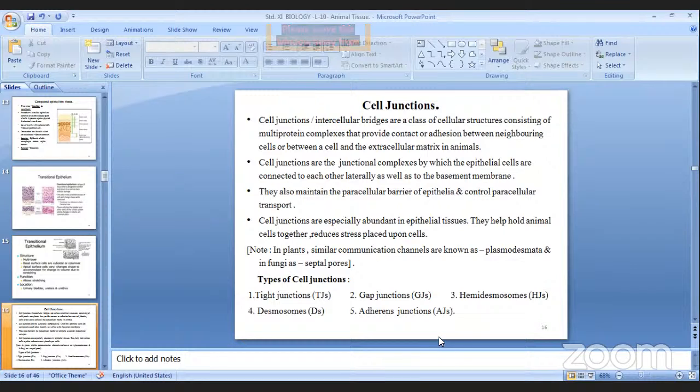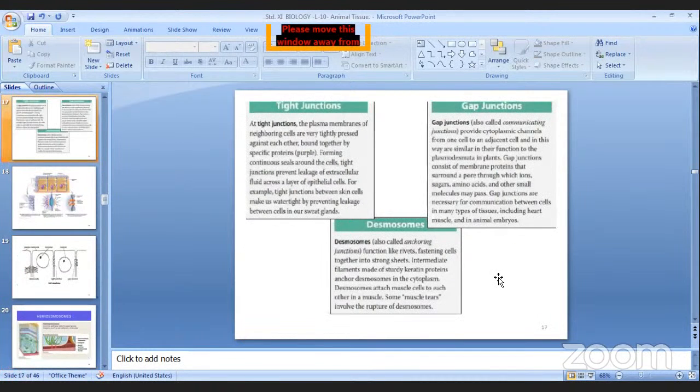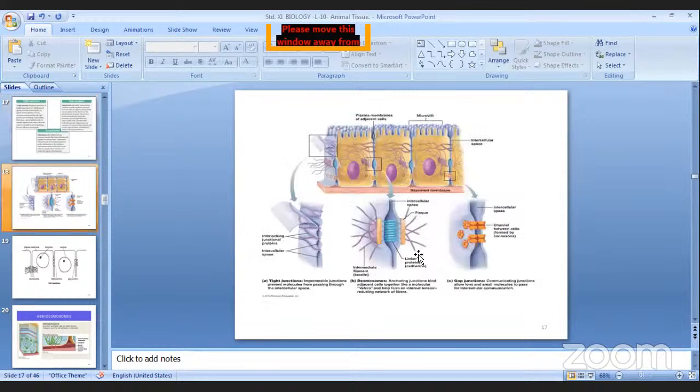Now, as here in the case of animals, we have cell junctions. In the same way, in plants, the similar communication channels are known as plasmodesmata, and in fungi, they are known as septal pores. Now, here are the small nodes for tight junction, gap junction, and desmosomes. Here you can see the diagrams, how it is.